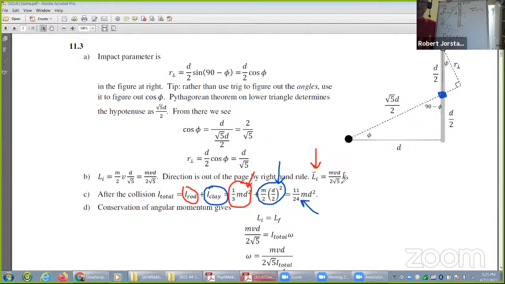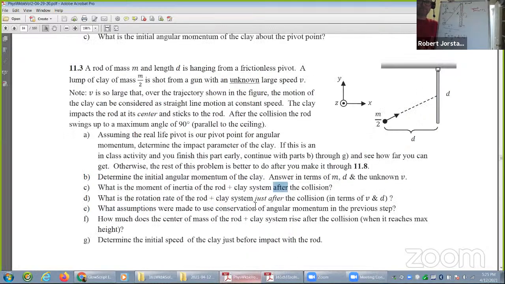Before we go on to the next part, let me show you the question. It says, what is the rotation rate of the rod just after the collision? Ding, ding, ding. An alarm is going off in my brain. We're talking about a collision and rotation. Whenever I see the words collision with rotation, I think about angular momentum. That's what angular momentum is good at. Now let's go look at the solution.